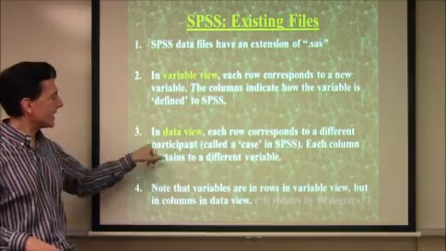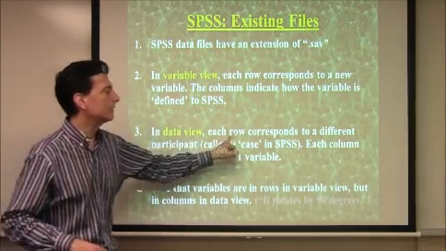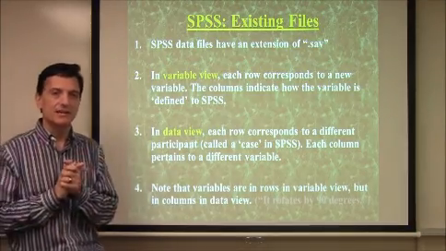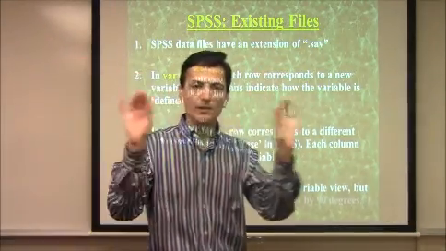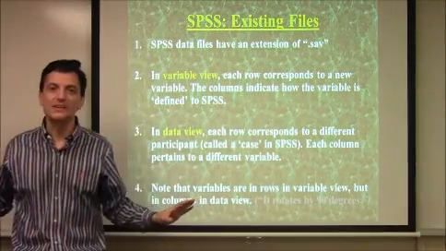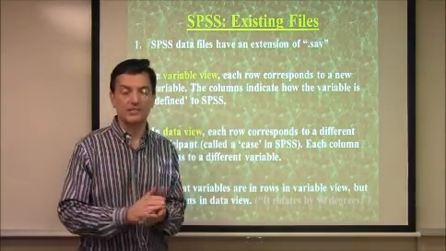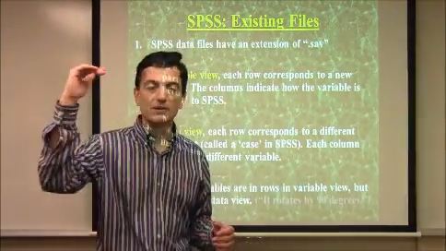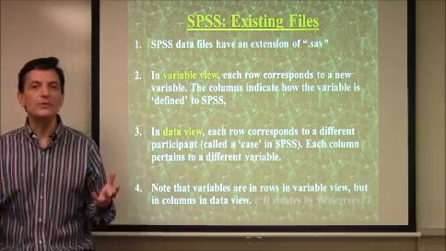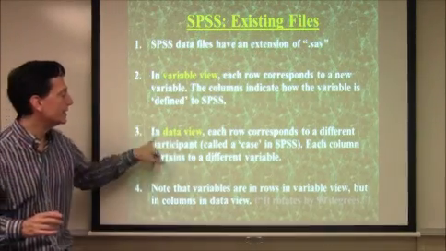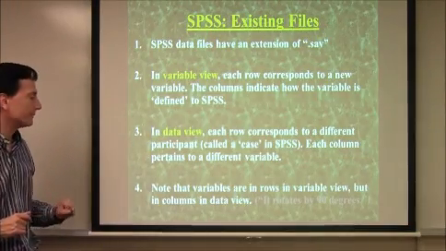Then we click over to another tab, and we have data view, and now each row corresponds to a different participant called a case in SPSS. So the cases can be individual people, each in different rows. If you're working with rats, they're individual rats in different rows. If you're working with school districts, and you have school district A versus B versus C versus D, that becomes your set of cases. So whatever the unit of analysis you might have, each case within that unit of analysis is going to be shown in different rows in data view.